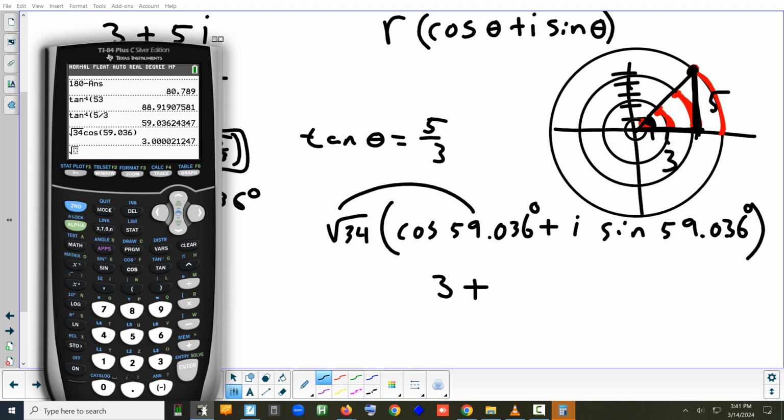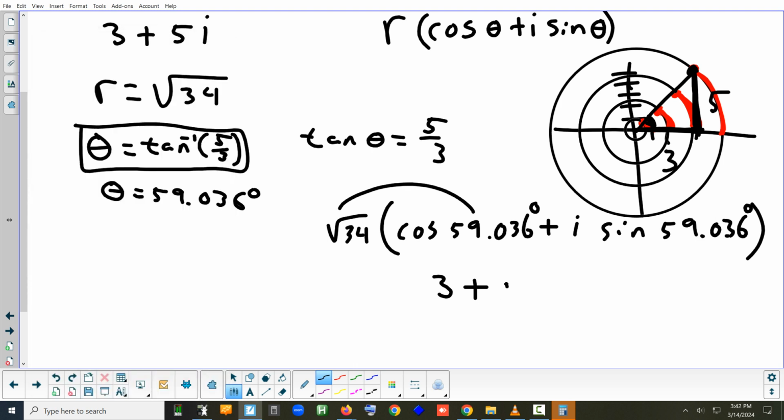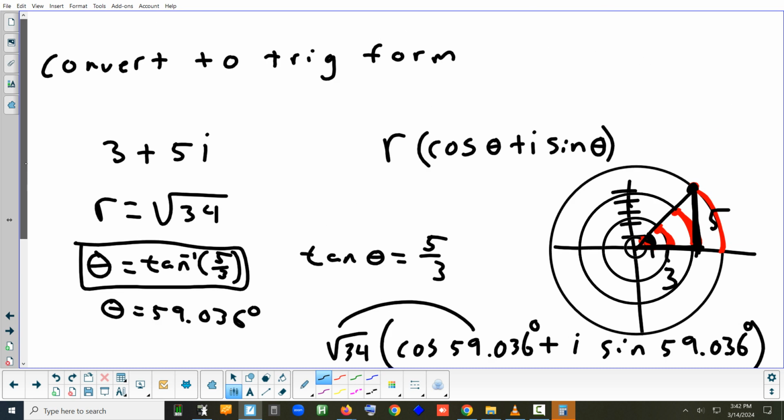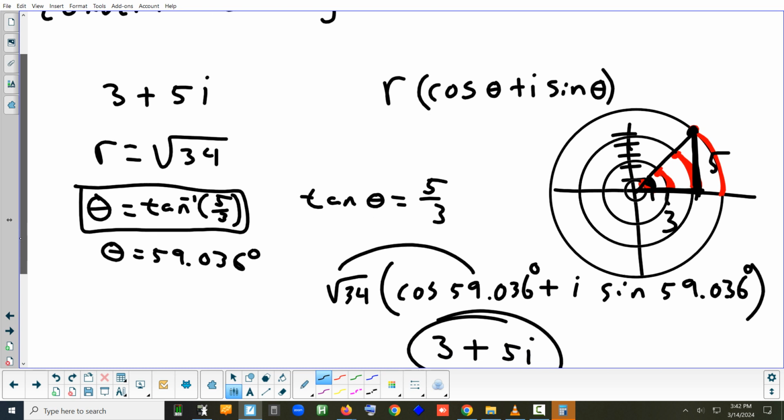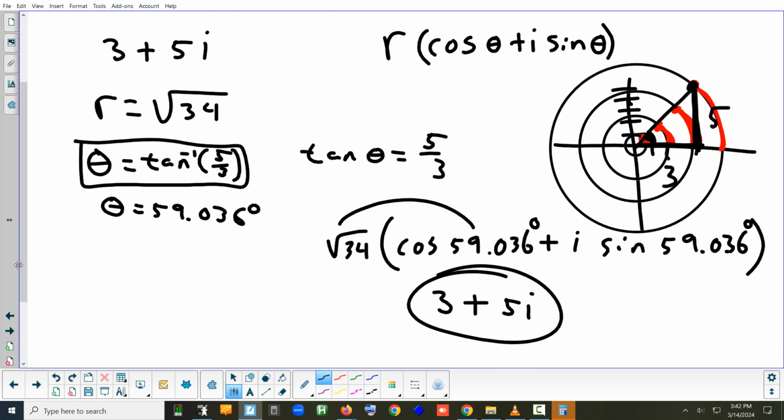Yeah, and we could just leave that there. So we just need the sine of 59.036, so square root of 34 times the sine of 59.036. And what does that give me? 5. Yeah. And there's an I next to it. And that, 3 plus 5i, is exactly what we started with. So we just changed something to trig form, and we just changed it back.